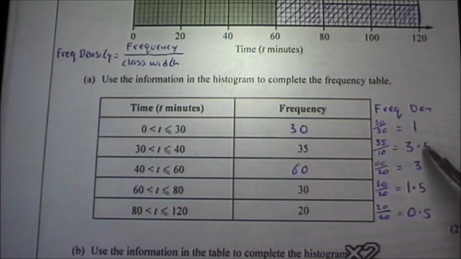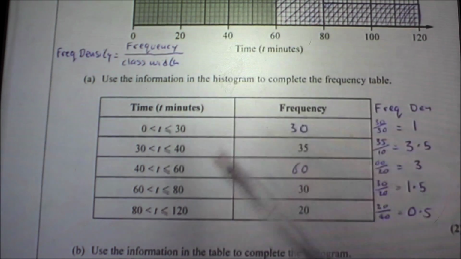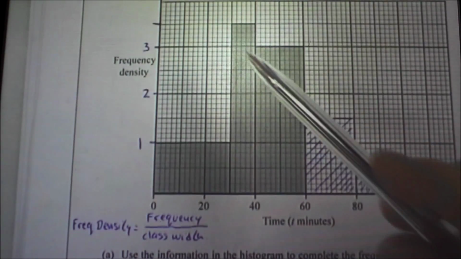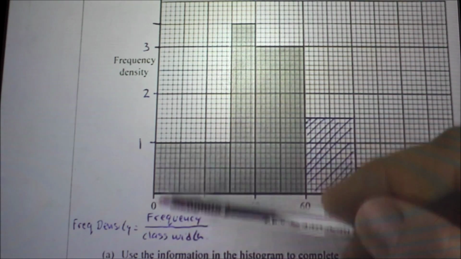35 over 10 is 3.5. So you know between 30 and 40, which is there, that must go up to 3.5. So the first thing I do is mark that on. That goes up to 3.5. And from there, you can work out the scale. So it's going to go down to 0.